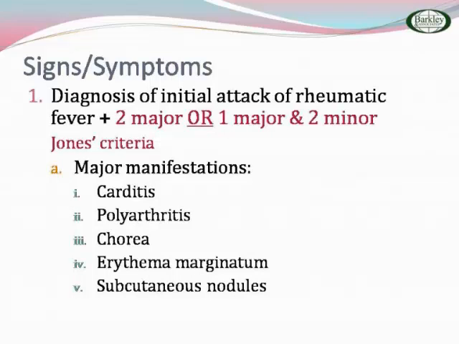Jones criteria is a classic set of criteria that we use to put our arms around the symptoms associated with it. It says here two major or one major and two minor. The major criteria that you see here: carditis, polyarthritis, chorea. Remember, chorea is that slow worm-like movement. Erythema marginatum. I'm going to show you a picture with some of the rashes and then some nodules.